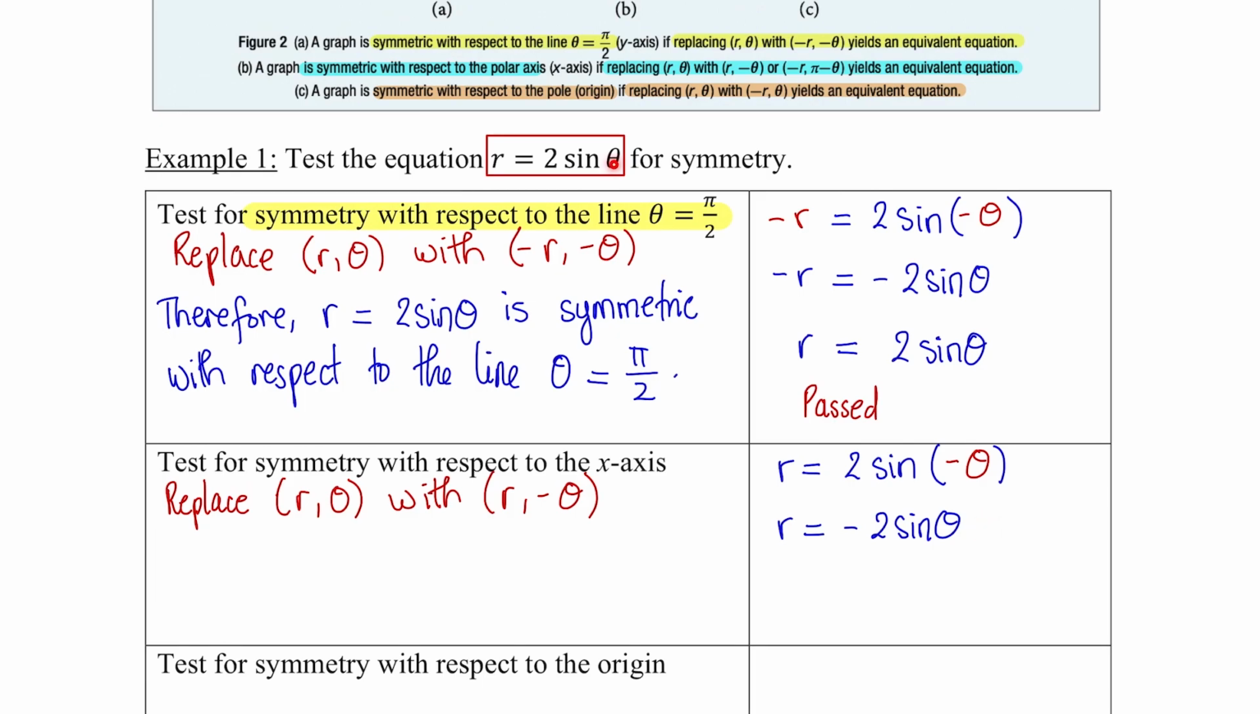So I replaced theta with negative theta, and I did not end up with exactly the same equation. That means this equation did not pass the test for symmetry with respect to the x-axis, which means that this equation is not symmetric with respect to the x-axis.